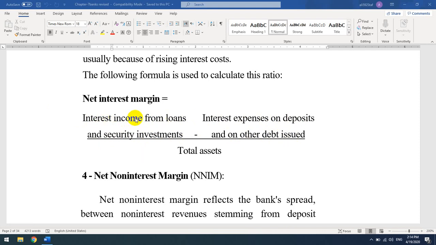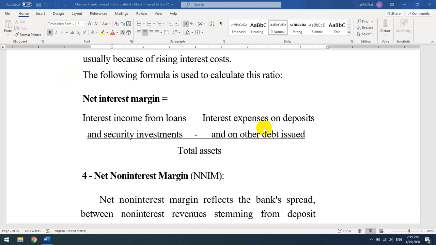Interest income minus interest expense. We discussed this point too much in chapter one when we talked about the specific characteristic of the income statement in commercial banks. Remember we said that interest income and interest expense are the major elements in the income statement in commercial banks.